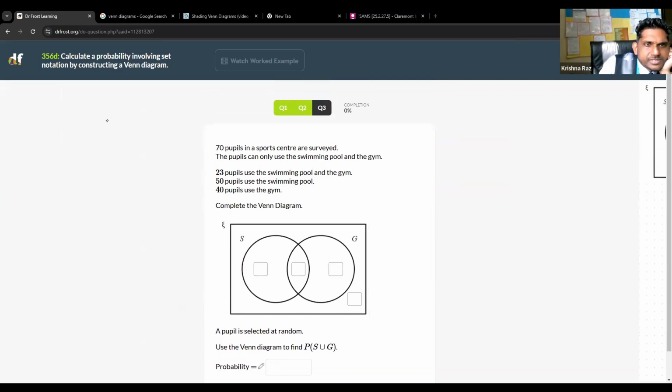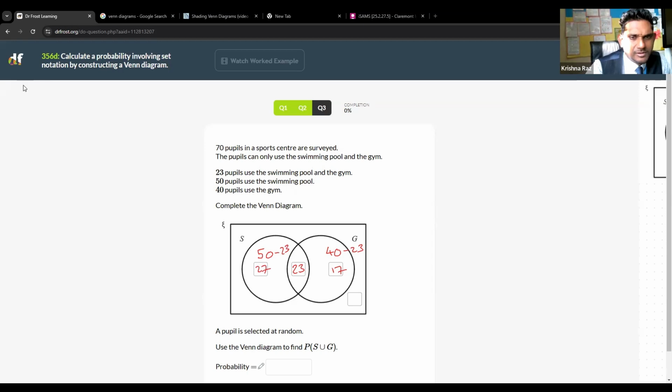So let's fill it in first. 23 use swimming pool and gym. 50 use the swimming pool. 40 use the gym. 70 altogether. So the numbers that go in the square, it will be 50 take 40. That must be 50 minus 23, and that must be 40 minus 23. So that will give us 27. This will give us 17.